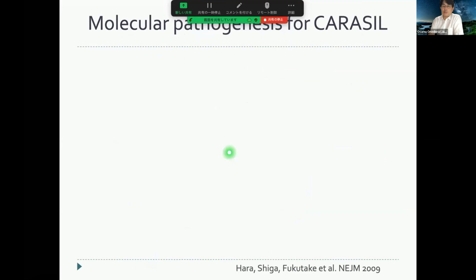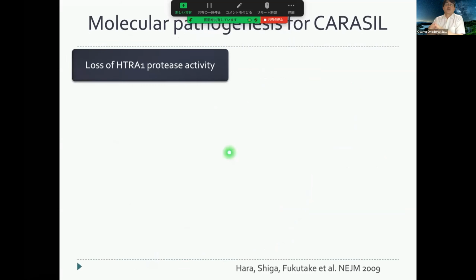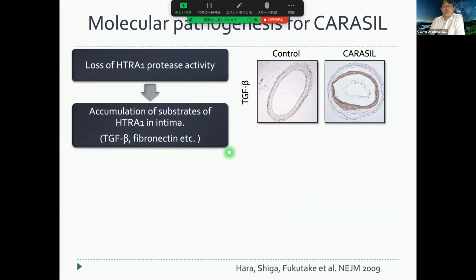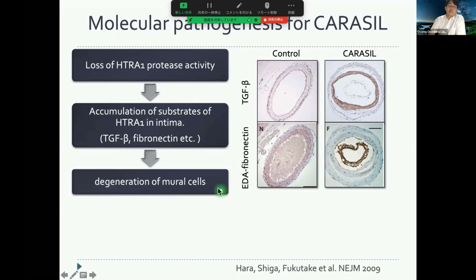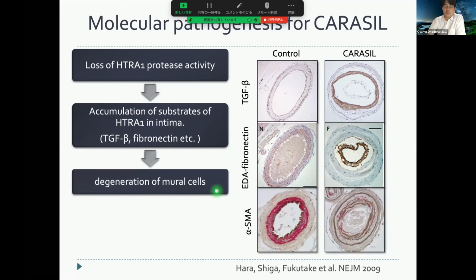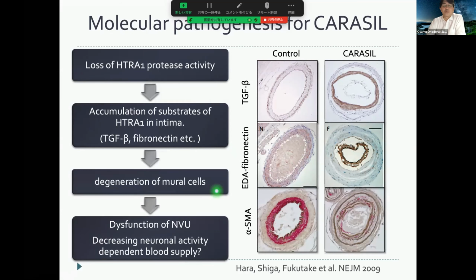This is a summary of the molecular pathogenesis of CARASIL. CARASIL is caused by loss of HTRA1 protease activity and then accumulation of the substrates of HTRA1 in the intima. Many different types of substrates have been identified, but among them, I would like to emphasize two substrates. One is TGF-beta, the other is fibronectin. These two substrates are highly accumulated in the intima. After that, degeneration of vessel wall cells happens, and then dysfunction of the neurovascular unit.